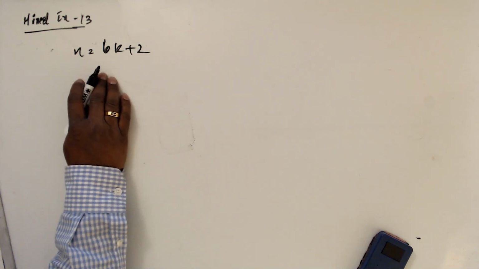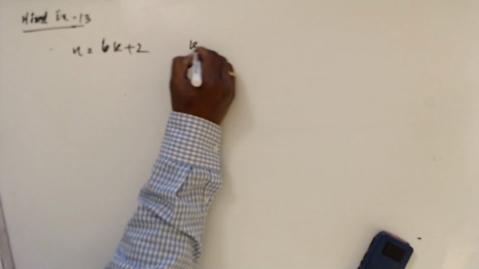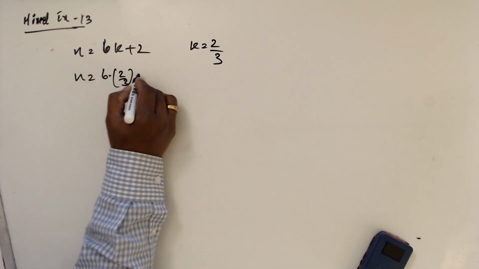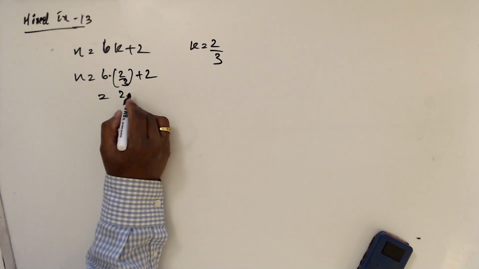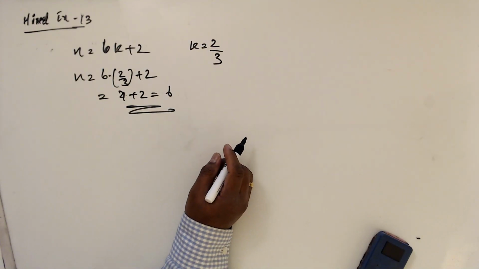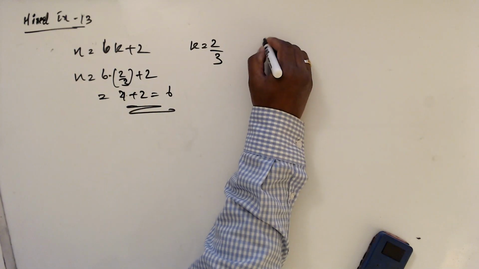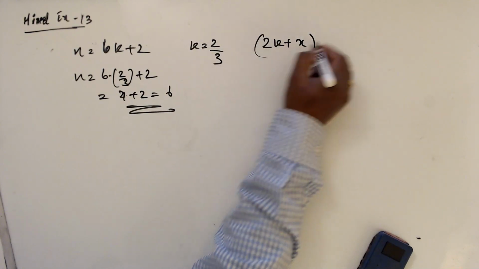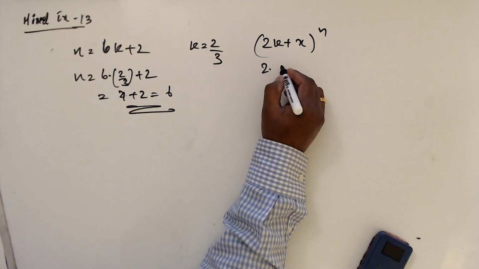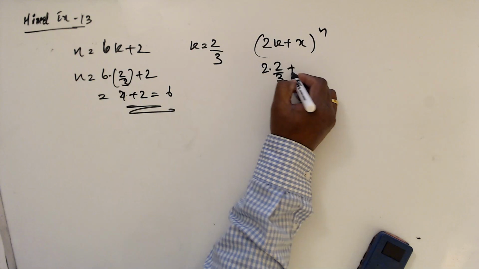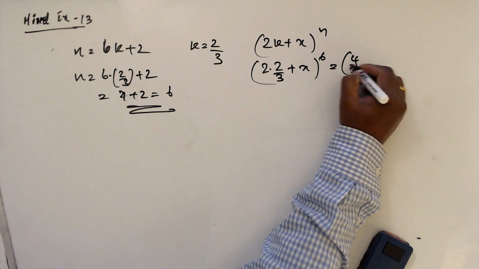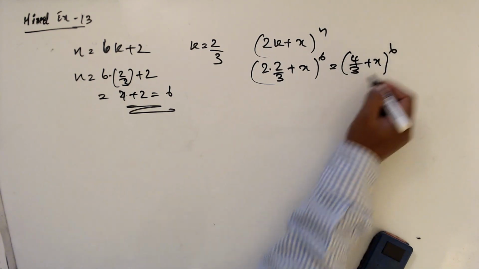Now n equals 6k plus 2, and k equals 2 over 3. Now n equals 6 times 2 over 3 plus 2. This is going to be 4 plus 2 equals 6. So the n value has to be 6. Now 2k plus x to the power n equals 2 times 2 over 3 plus x to the power 6. It means 4 over 3 plus x to the power 6.